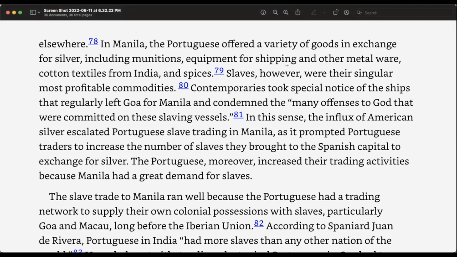Slaves was where the money was at. Contemporaries took special notice of the ships that regularly left Goa for Manila, and condemned the many offenses to God that were committed on these slaving vessels. All right, all these slave narratives talking about Kunta Kinte. Alex Haley lied. He was talking about what was going on to the Asians and the Europeans they were bringing. Remember, let's not forget the other slaves too. All these unwanted, undesirable Europeans.